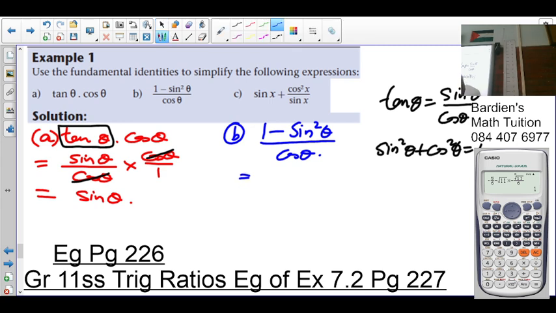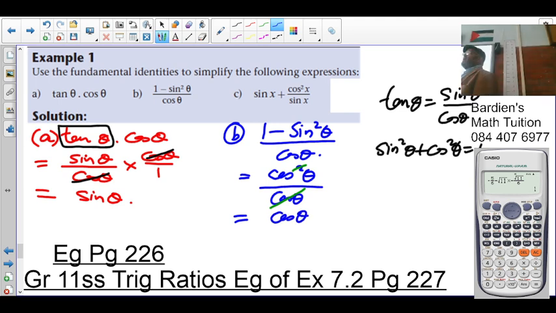So 1 minus sine square theta can be what? Cos square theta. Nice. So it will be cos square theta over cos theta. So what's going to happen? Cancel. Leaves you with cos theta over 1, which is cos theta. Do you guys understand?